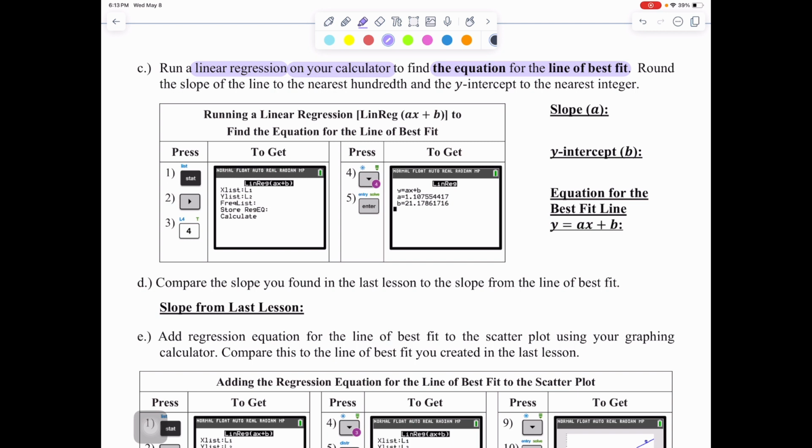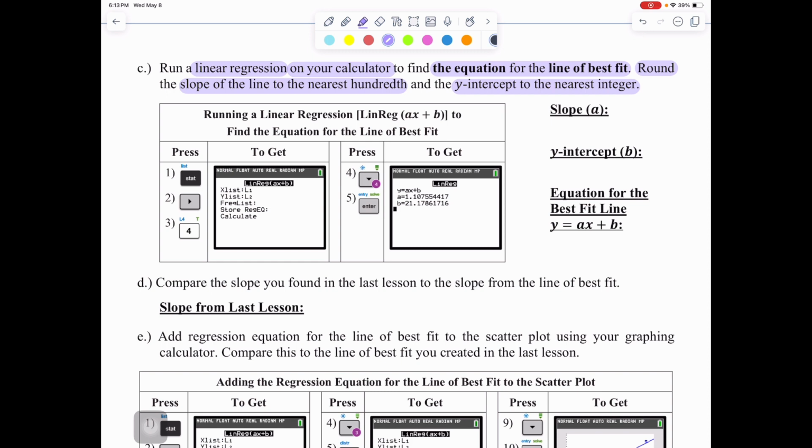Make sure you always read the directions of the question. In this one, they want us to round the slope of the line to the nearest hundredth and the y-intercept to the nearest integer. So slope to the nearest hundredth means 2 decimal points. Y to the nearest integer means to the ones place.